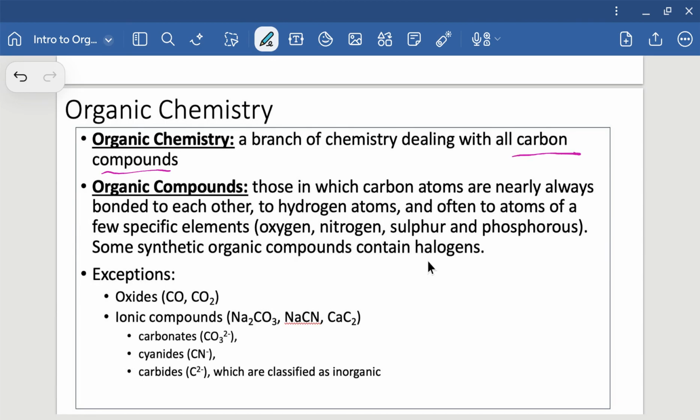And then we would go over what an organic compound is, and it's essentially anything with carbon in it, but there are some exceptions, and these are the exceptions we want to look out for. So we would look out for carbon monoxide, carbon dioxide, and any ionic compound, so we don't want to see any metals in our compound. We would look out for carbonates, the CN negative ion, and carbides, which would be the last one. So if we saw any of those, we know that it's inorganic. So anything else with carbon would be organic.